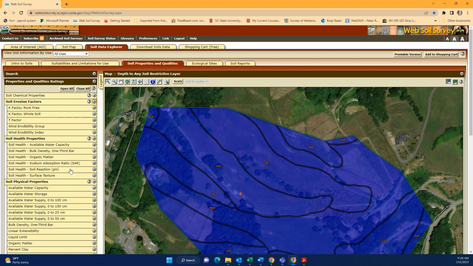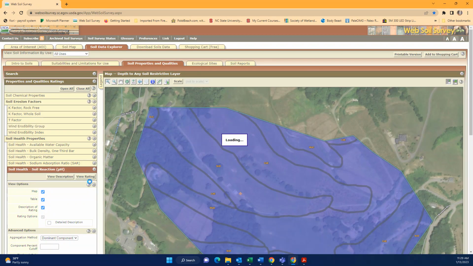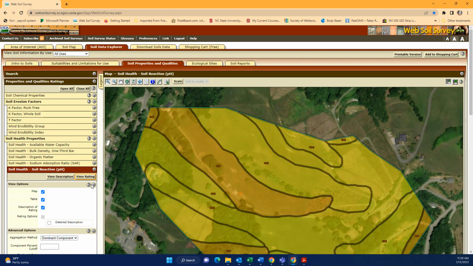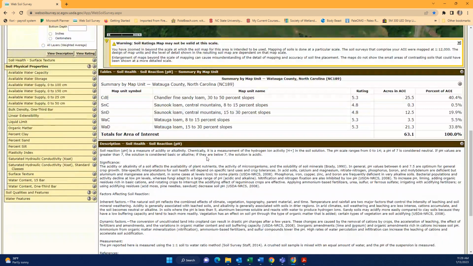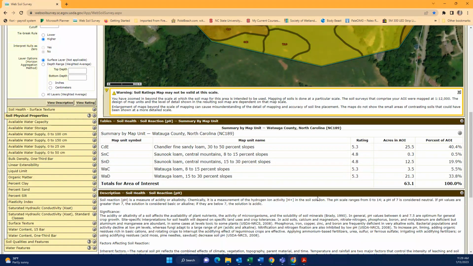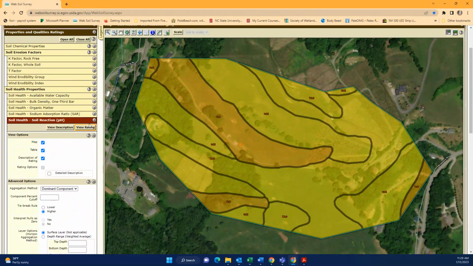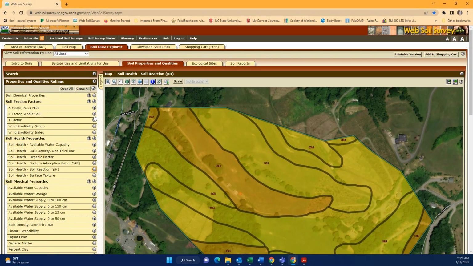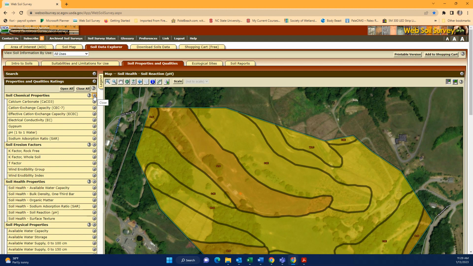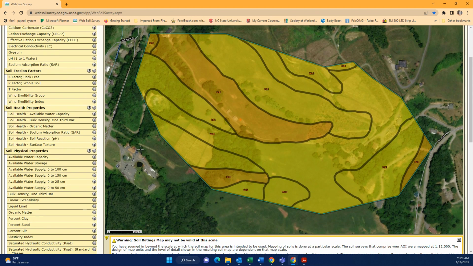Soil reaction, pH, is under soil health properties, so we could look at that. And again, this is going to be related to that corrosivity that we were looking for. And this is going to tell me a little bit more about what our pH is. These are kind of typical numbers for mountain soils, around a 4.8 to 5. We tend to have more acidic soils, so that's not anything that I would be very concerned about. Again, looking at that corrosivity, that's probably where you're going to be more concerned.